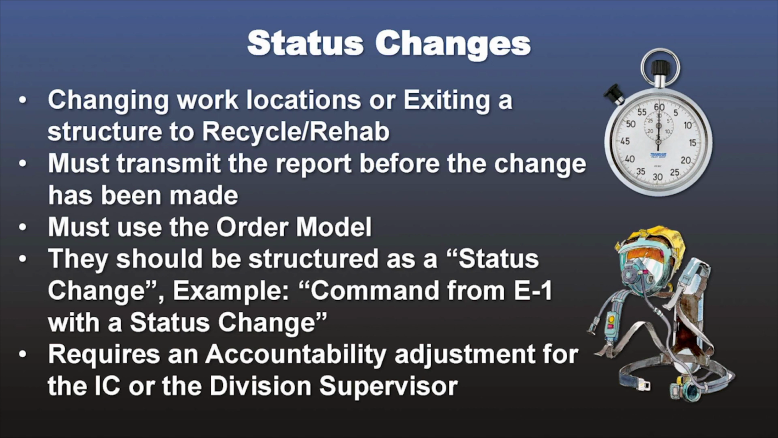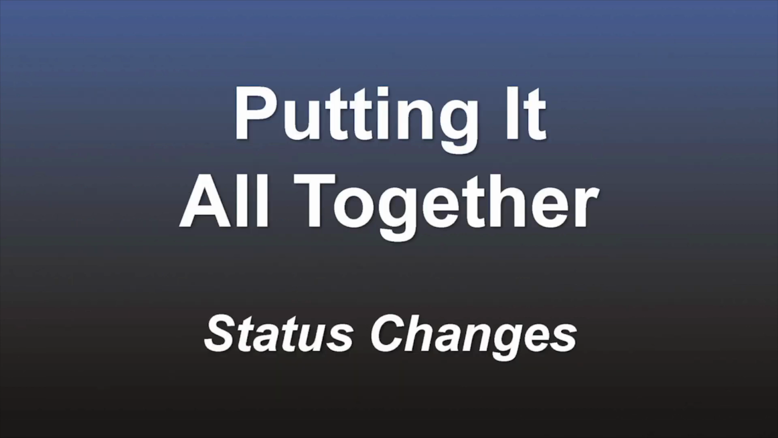Status changes. A status change can occur on the fire ground for a number of reasons and must be provided as soon as possible using the order model. A status change might be necessary for the following reasons: you have completed your current assignment and you need to be reassigned, you're changing locations within the hazard zone, or you need to exit the structure. Putting it all together, status changes.